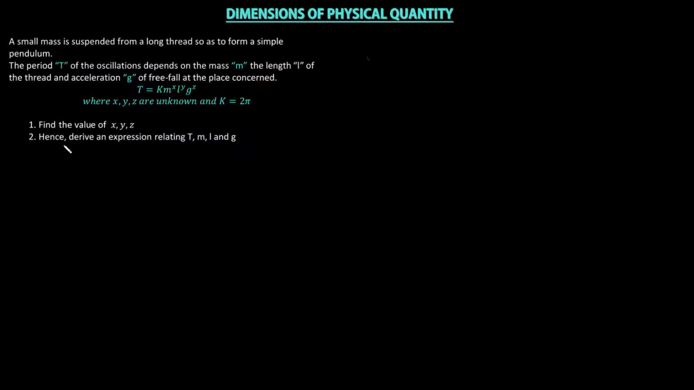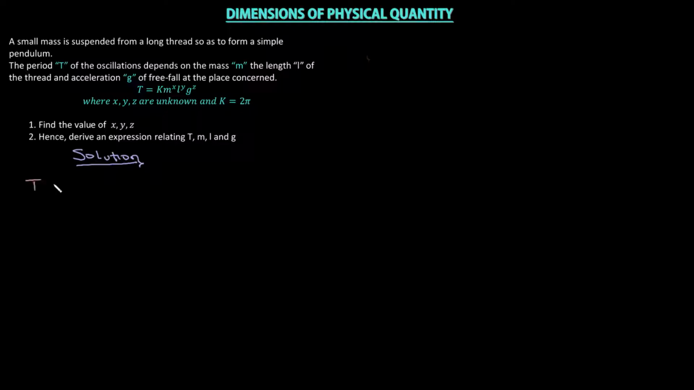We are to find the values of x, y, z and also derive an expression, which is also a formula, relating T, m, L, and g. Majorly, this is what dimension is used for: you use it to derive formulas and expressions. Now, how do we go about it? Let's start from the question.